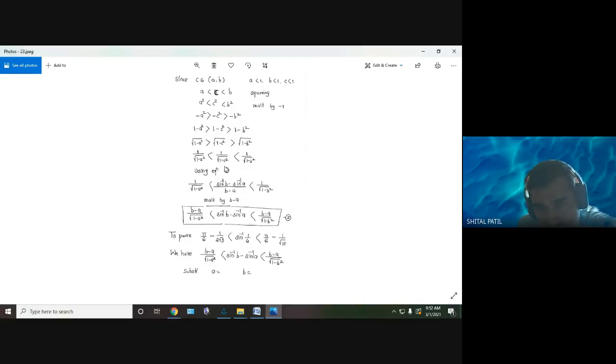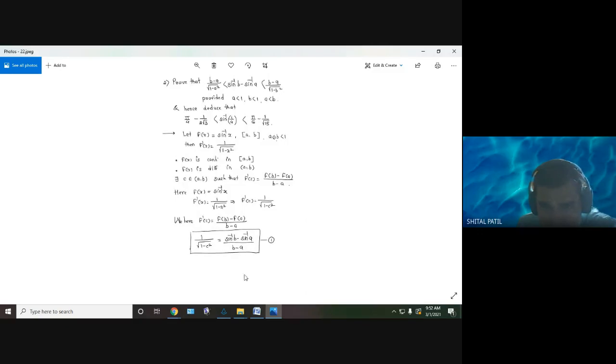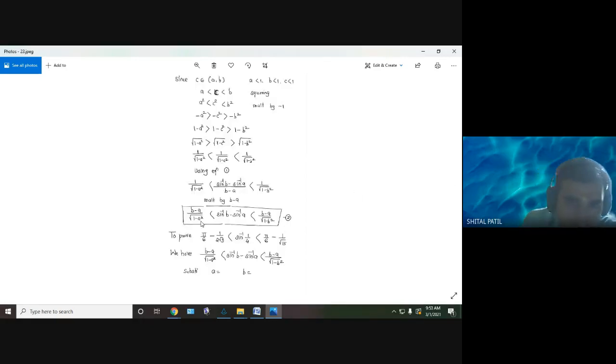And 1 upon the root of 1 minus c square is sin inverse b minus sin inverse a divided by b minus a. That we have already written here. Sin inverse b minus sin inverse a divided by b minus a equals 1 upon root of 1 minus c square. That is used here. And then the whole equation is multiplied by b minus a to get the required result. To prove this, you have to choose the correct values of a and b. That's it. This is what we have studied till now. Next, a few examples.